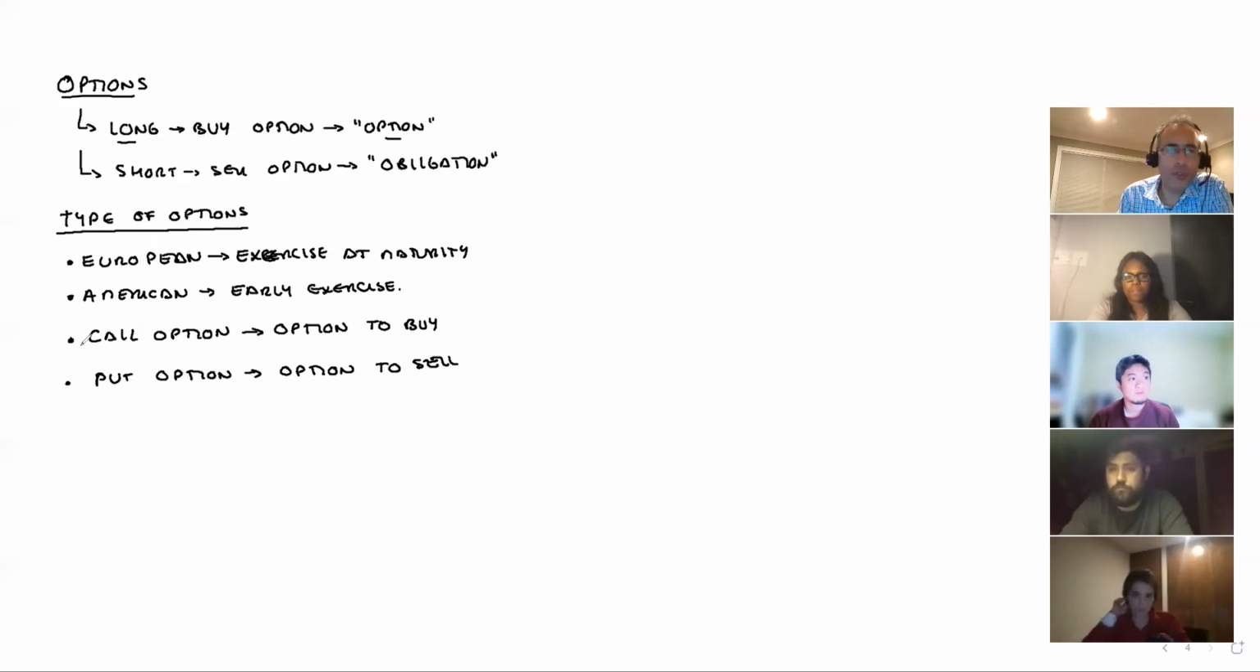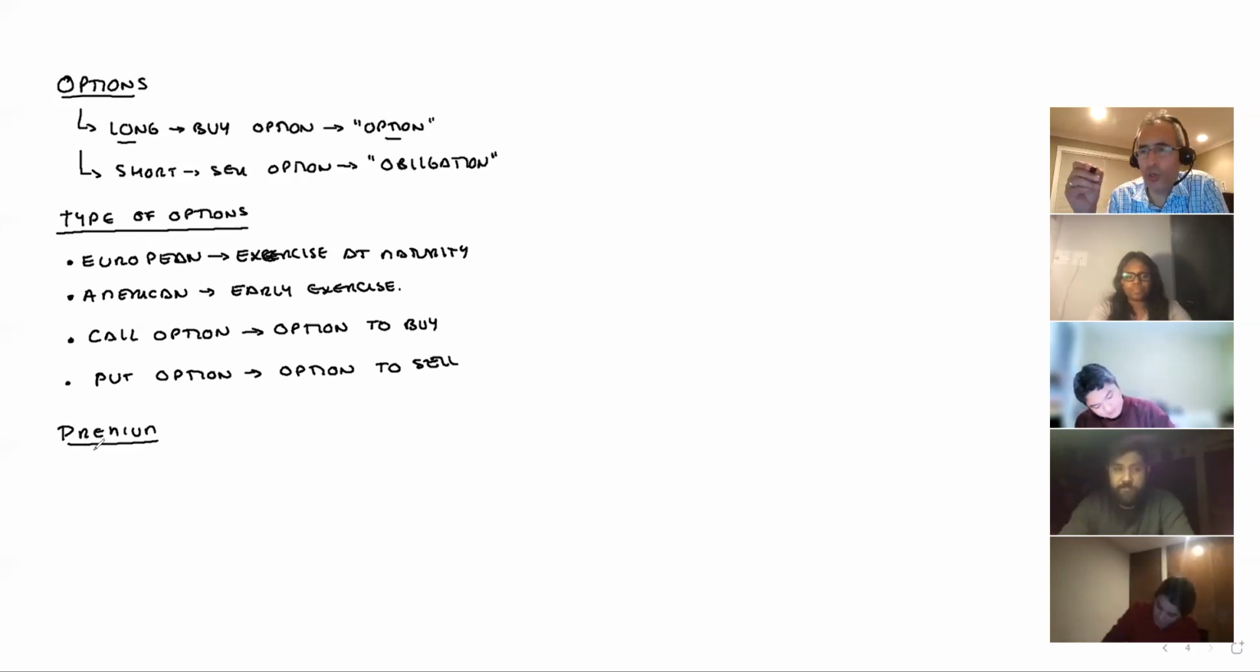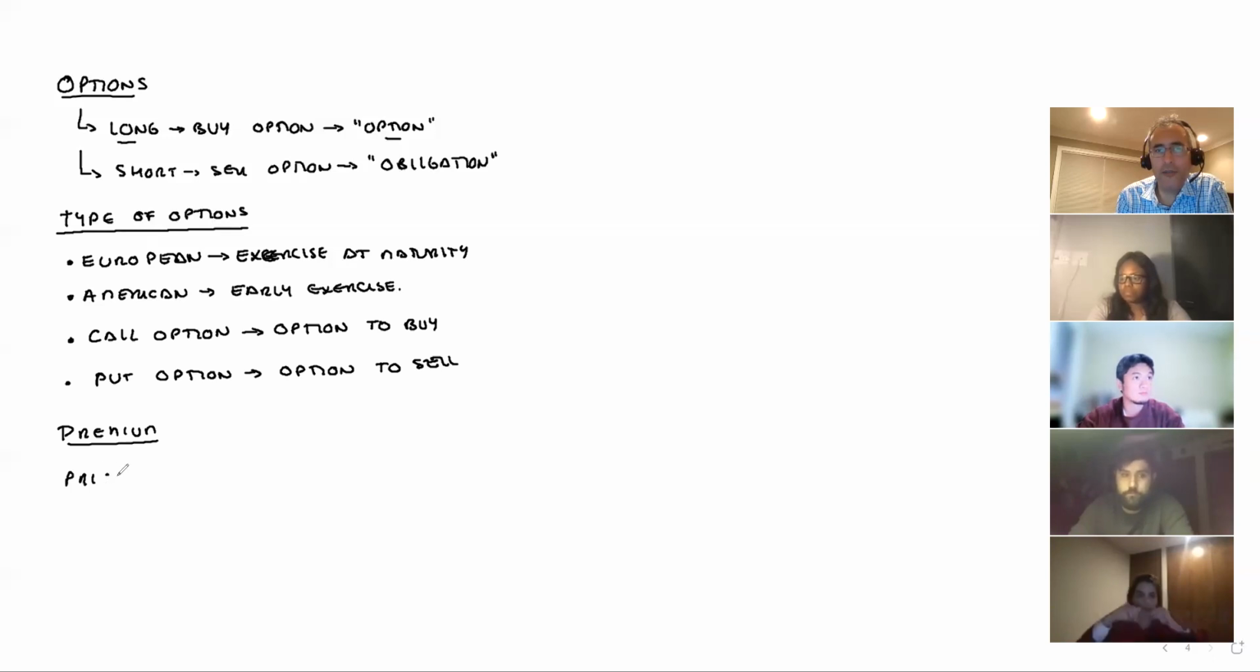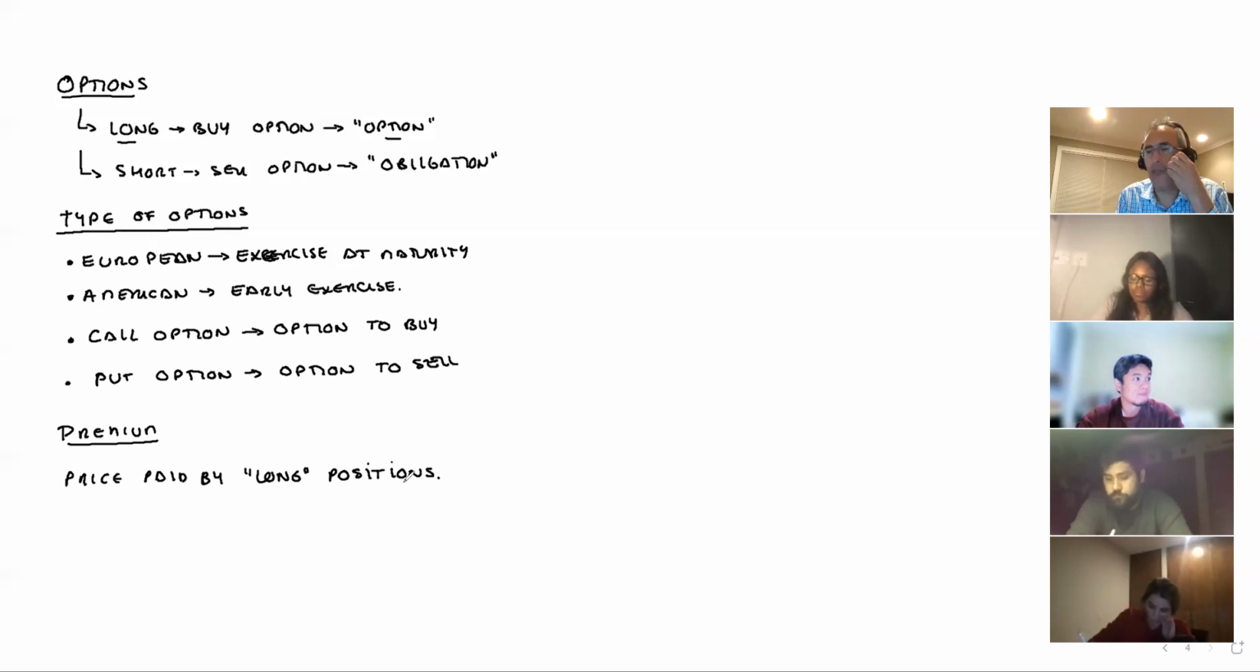Now, options, guys, have a price. This is not like futures or forwards, where you don't have a price. You have maintenance, but you don't have a price. The option has a price, and the price is called premium. The premium is basically the price paid by the long position. It is the price that you pay for getting the option.